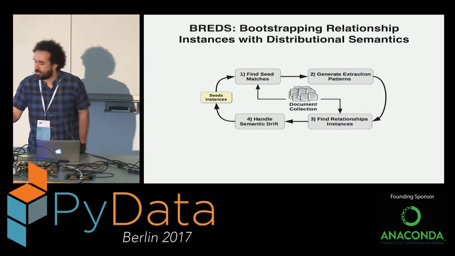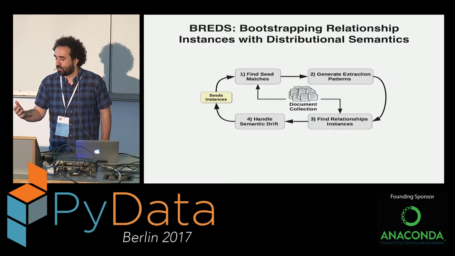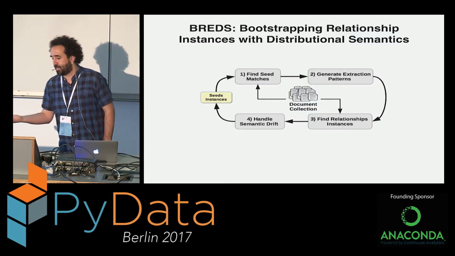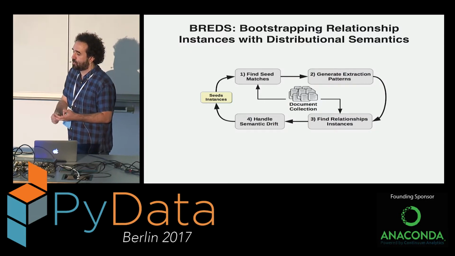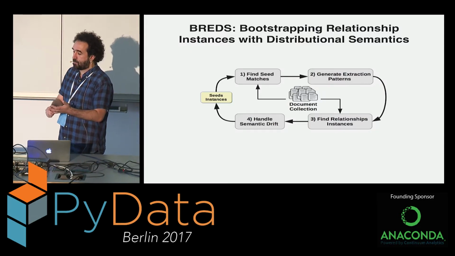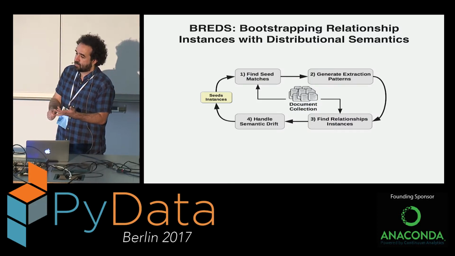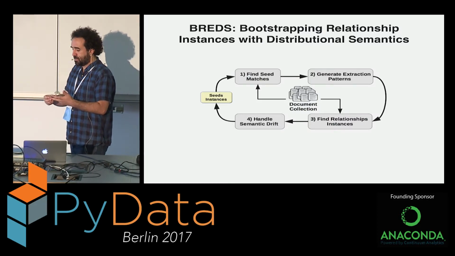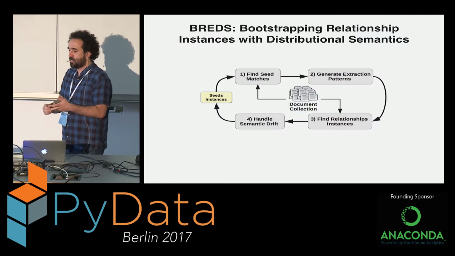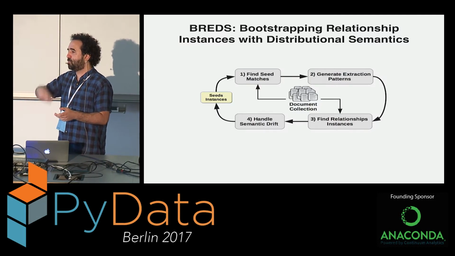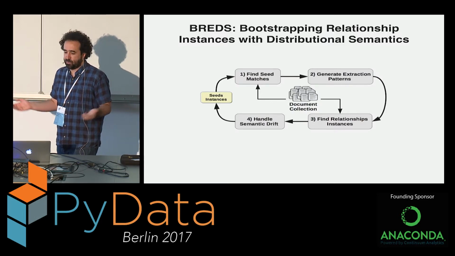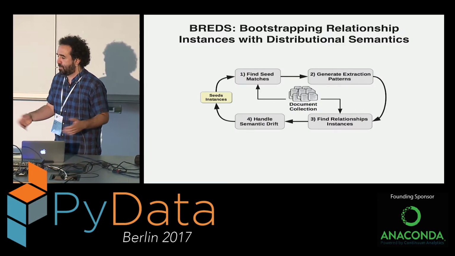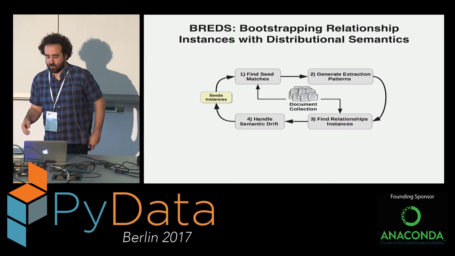So first, you find the seed matches, you find the contexts, you cluster them, you have extraction patterns, you use the extraction patterns to find new relationship instances, and you rank the patterns. And then in the last step, you rank the instances, and you take just a few instances to the seed set again, and you repeat this process up to a fixed number of iterations. You can put 4, 5, 6, depending on the size of your document collection.